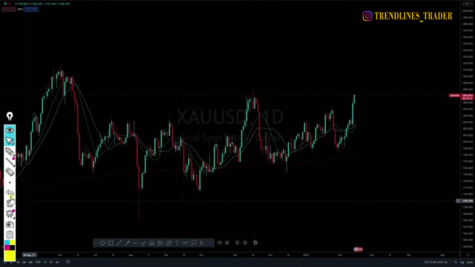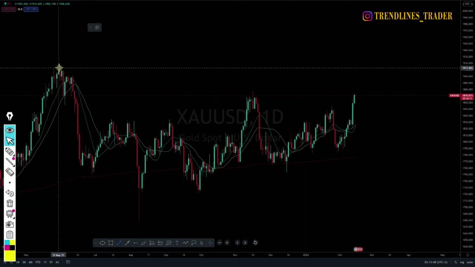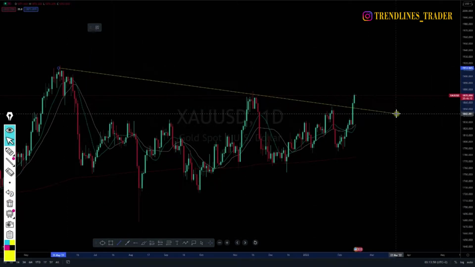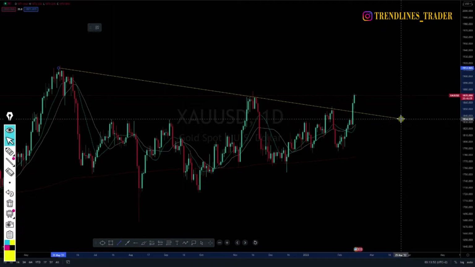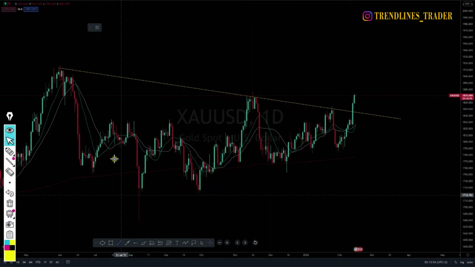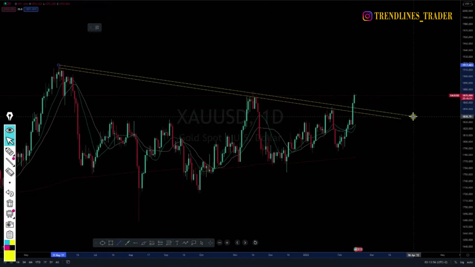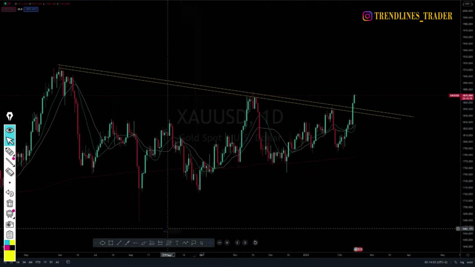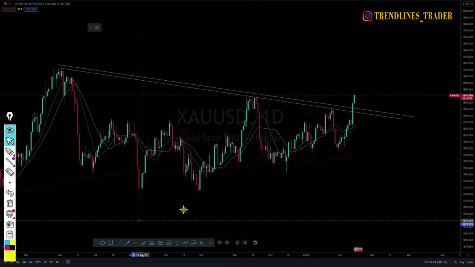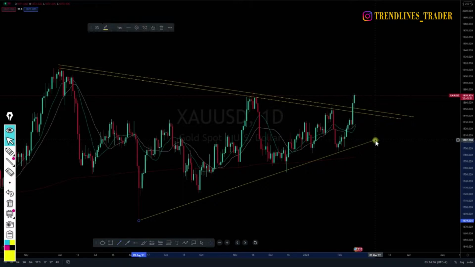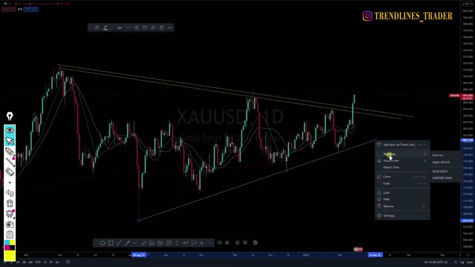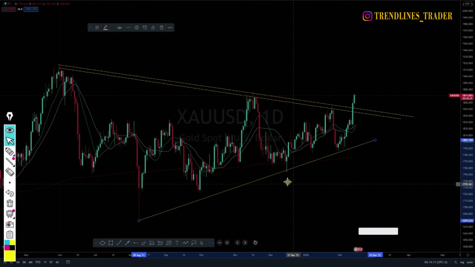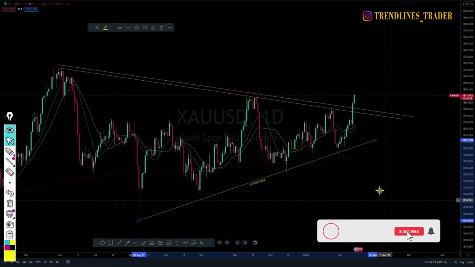If we can see, this is what we used to have. Let me draw double lines so that we can remember that this was a zone. Since it's now broken, we still have a strong support down below. Let me just label it so that we can still remember that we still have that support there.